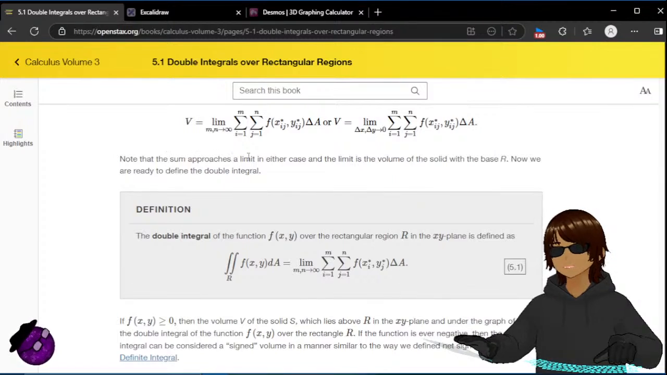Note that as m and n approach infinity, the sum approaches a limit in either case, and the limit is the volume of the solid with base R. Now we are ready to define the double integral. The double integral of a function f of x, y over the rectangular region R in the xy plane is defined as this.